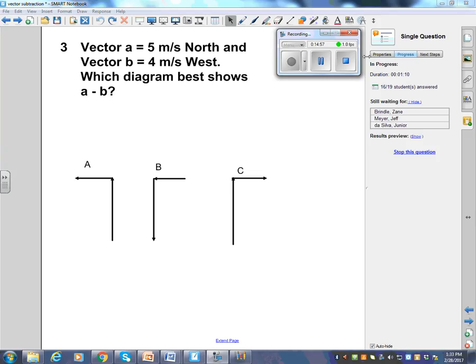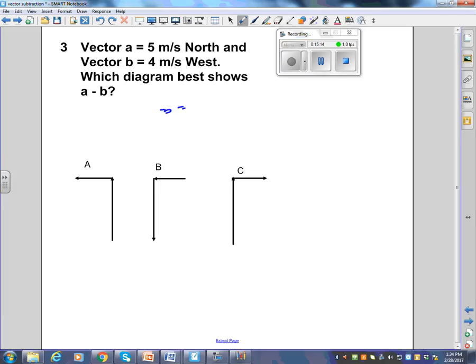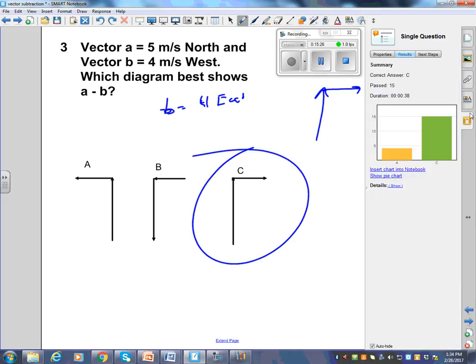All of the above. One of those guys. 5 meters per second north. B is west, so minus B is going to be east. 4 east. So we're going north and we're going east. North and east is going to be C.